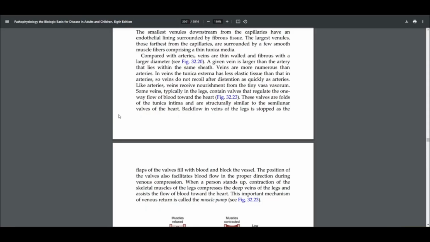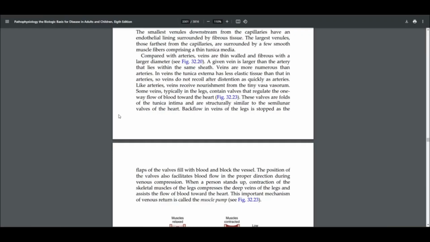A given vein is larger than the artery that lies within the same sheath. Veins are more numerous than arteries. In veins, the tunica externa has less elastic tissue than that in arteries, so veins do not recoil after distension as quickly as arteries. Like arteries, veins receive nourishment from the tiny vasa vasorum.